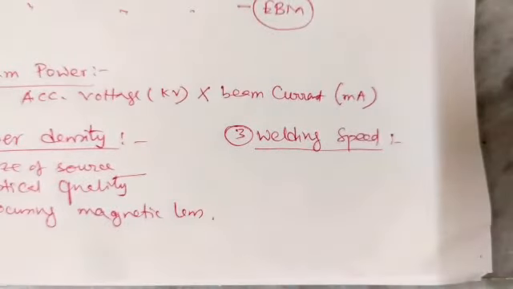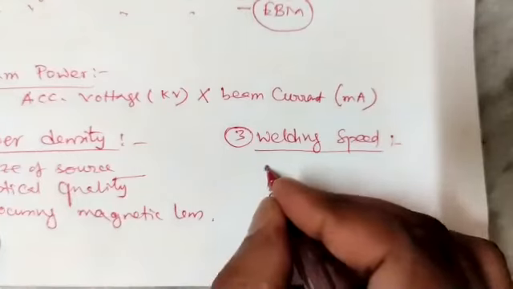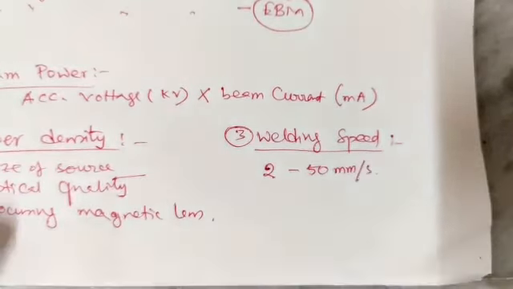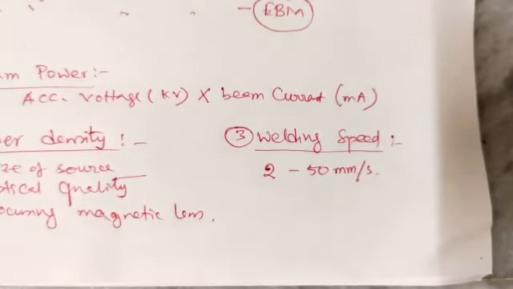Third one is welding speed. So what should be the welding speed? The construction of the welding equipment should enable adjustment of the relative speed of motion of the workpiece with respect to the beam in a wide range limit. Okay, so what should be the range limit? It should be somewhere in between 2 to 50 per second. Okay, right? So this is the third one.